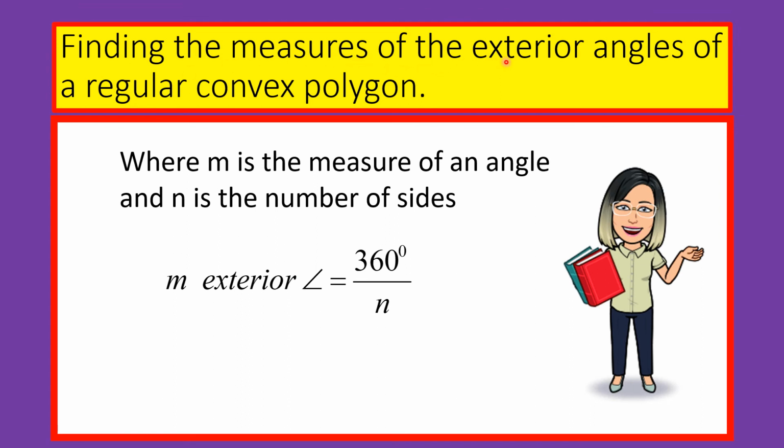Finding the measures of the exterior angle of a regular convex polygon, where n is the number of sides. The measure of an exterior angle is defined as 360 degrees divided by n.